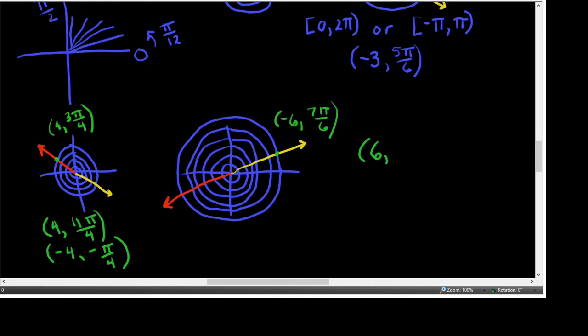That yellow ray is exactly pi away from the red one, and so if I subtract pi from 7 pi over 6, I'm at pi over 6, and so one of the coordinates of that point could be 6, pi over 6. Now if I'm keeping negative 6, that means I'm using the red ray or anything coterminal with it. I can take that 7 pi over 6 and add 2 pi. 2 pi would be 12 pi over 6 plus 7 pi over 6 is 19 pi over 6.